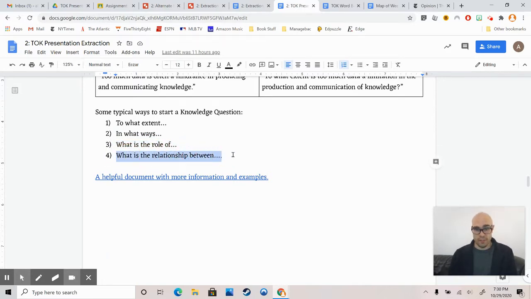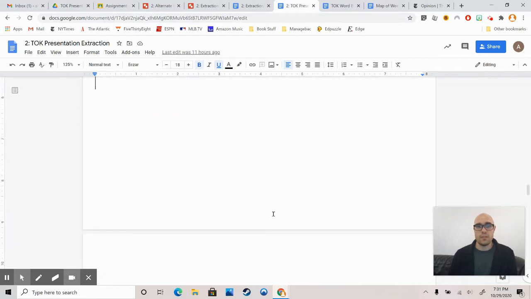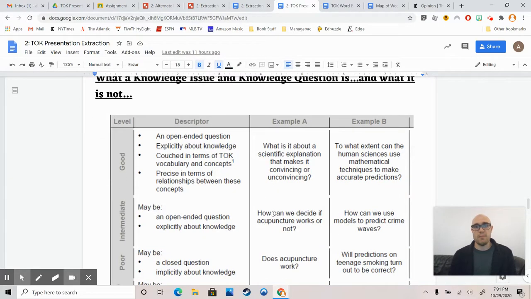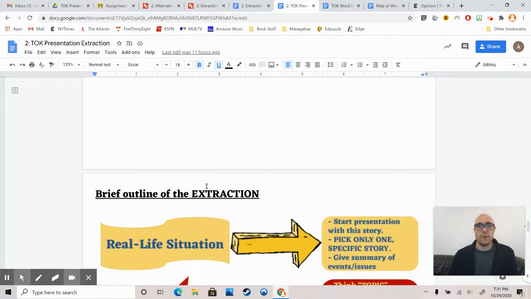what is the role of something, or what's the relationship between two or three things. Here is another helpful document if you want to take a look at maybe how to get from that first order stuff, from that concrete stuff, into the knowledge realm of the second order. You can take a look at that by yourself. This document right here, this little picture right here, kind of gives some examples of good knowledge questions, good things to talk about versus bad knowledge questions. You can take a look at that as well.